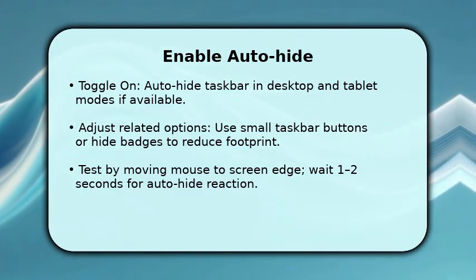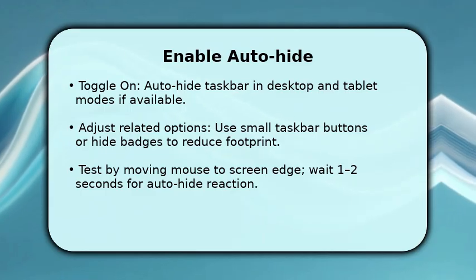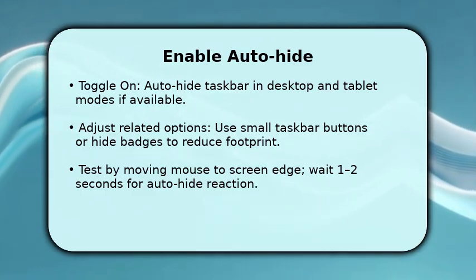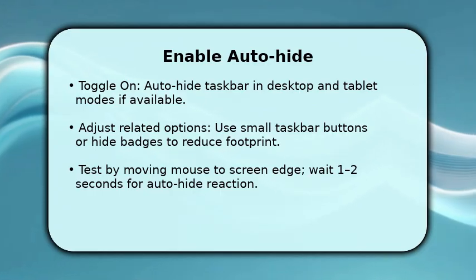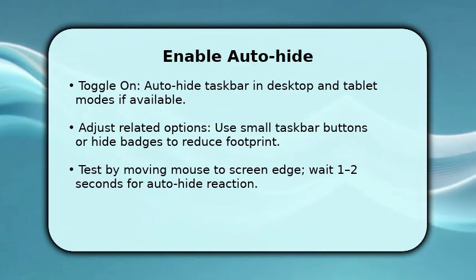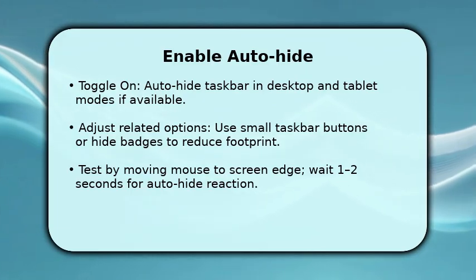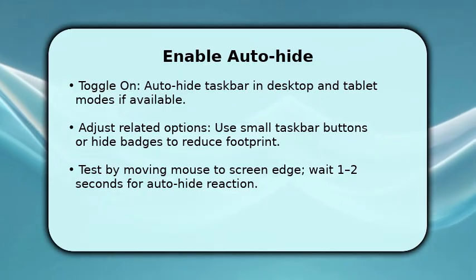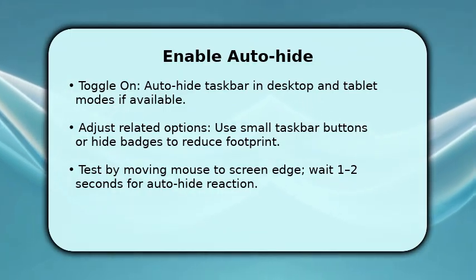Once toggled, customize small taskbar buttons or hide badges to shrink visual space and avoid accidental reveal. If you use multiple displays, make sure to enable auto hide on all screens where you want it hidden. Test by moving your cursor to the bottom edge and then away. The bar should reappear and then hide after a second or two, confirming the setting works.